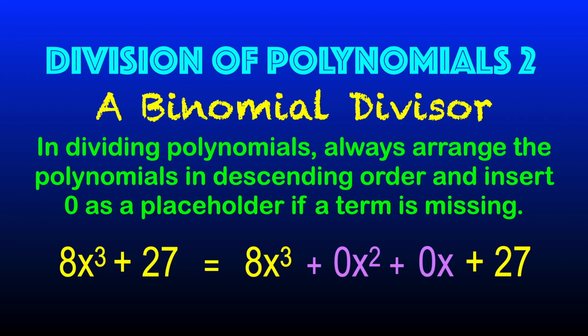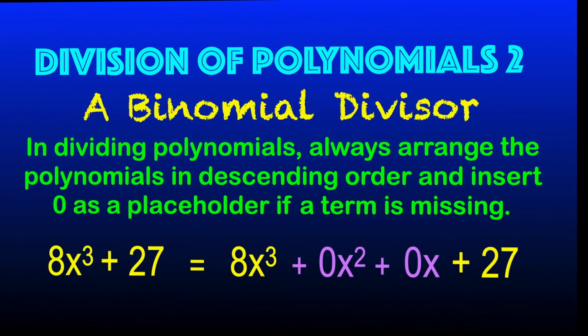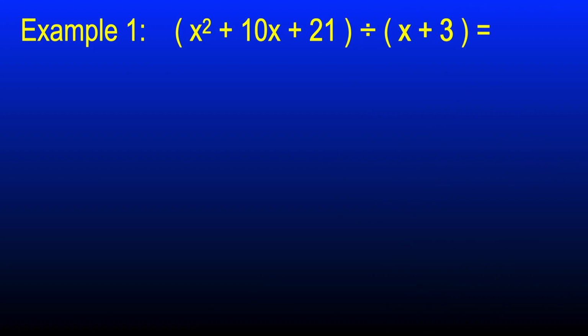Okay, let's go now to the examples of division of polynomials by a binomial divisor. Example number 1. Quantity x squared plus 10x plus 21 divided by quantity x plus 3. Notice that the polynomials are already arranged in descending order.